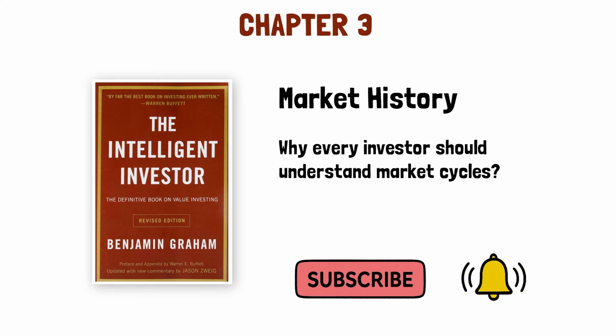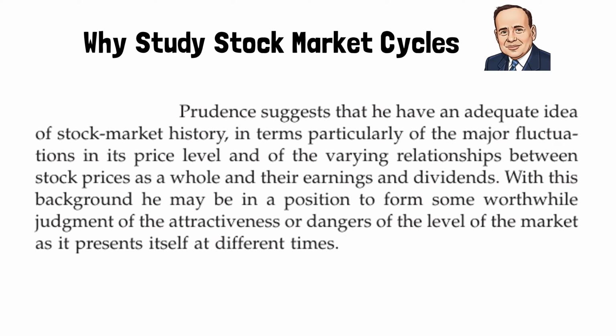Now let's examine what market history teaches us. On page 65, Benjamin Graham writes, "Prudence suggests that he have an adequate idea of the stock market history, in terms particularly of the major fluctuations in its price level and of the varying relationships between stock prices as a whole and their earnings and dividends. With this background, he may be in a position to form some worthwhile judgment of the attractiveness or dangers of the level of the market as it presents itself at different times."